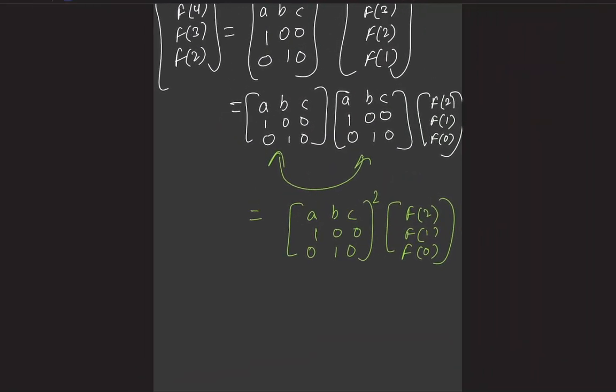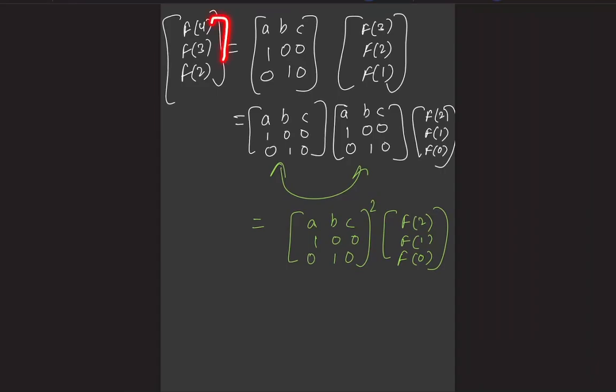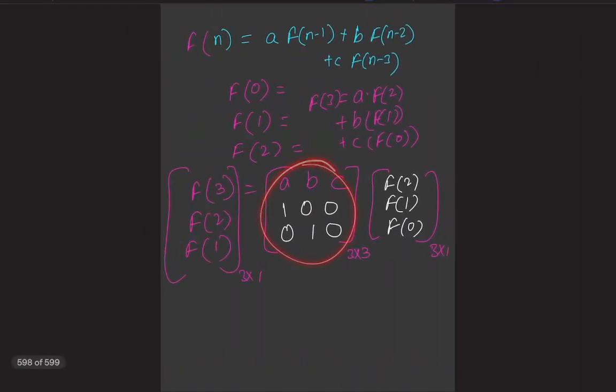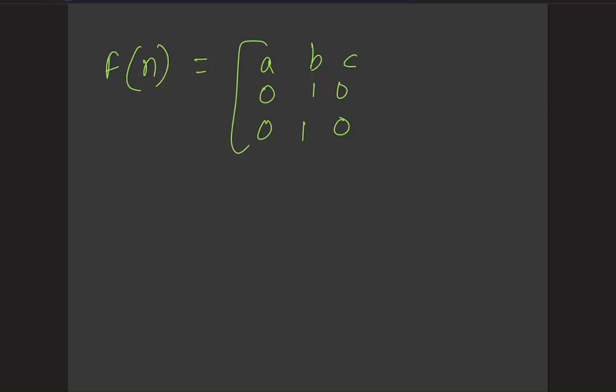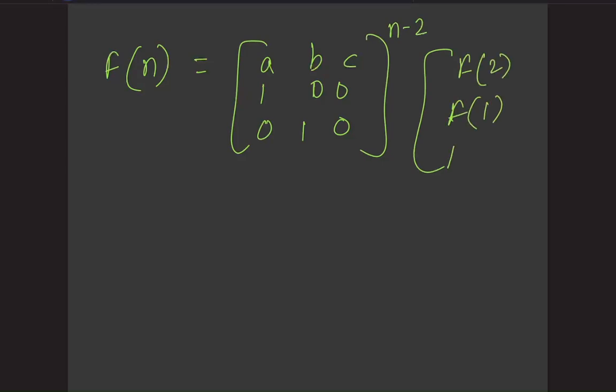So now you can notice a pattern. If we have to find f of 4, then we have to multiply our base matrix, let's name it as base matrix, 2 times. We have to raise it to power 2. Similarly, if we have to calculate f of 5, then we have to raise it to power 3. So if we generalize this thing, if we have to calculate f of n, then we have to raise the power of this matrix, okay, a b c, 1 0 0, 0 1 0, to the power n minus 2, and this thing we already know, f of 2, f of 1, f of 0 we already know.